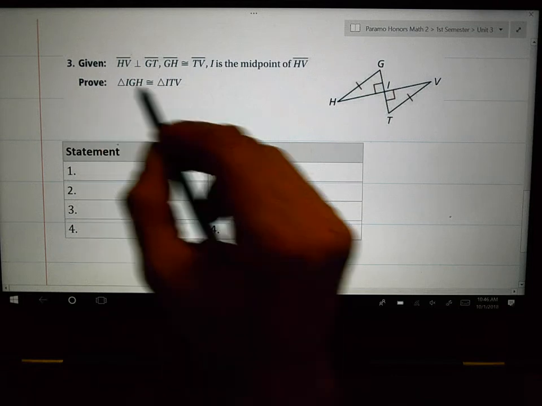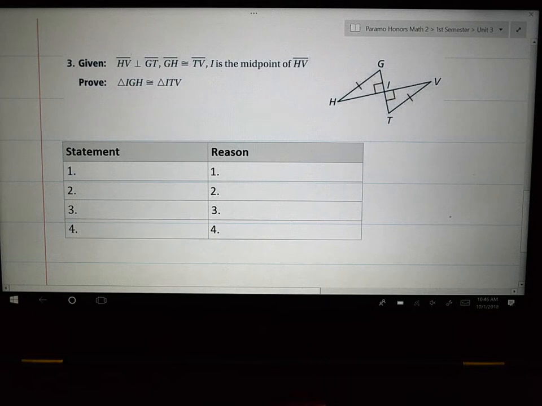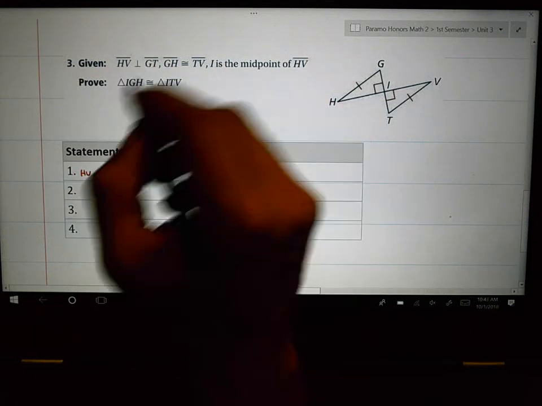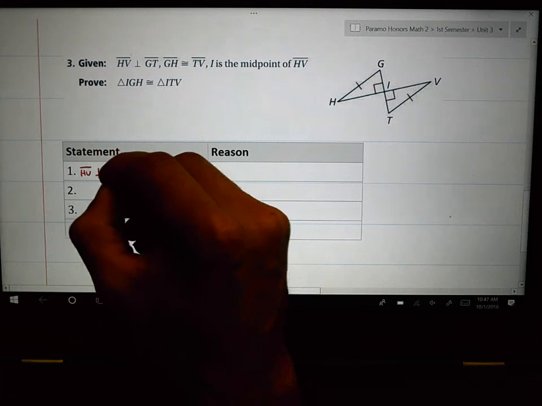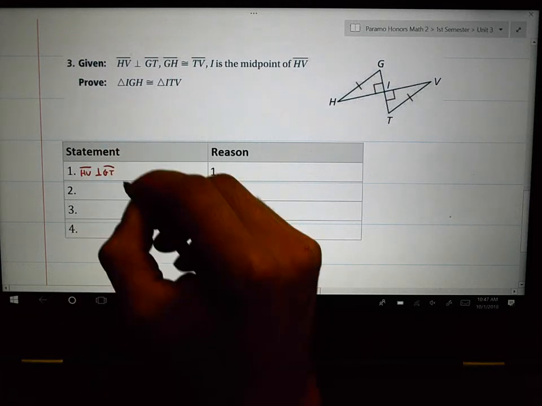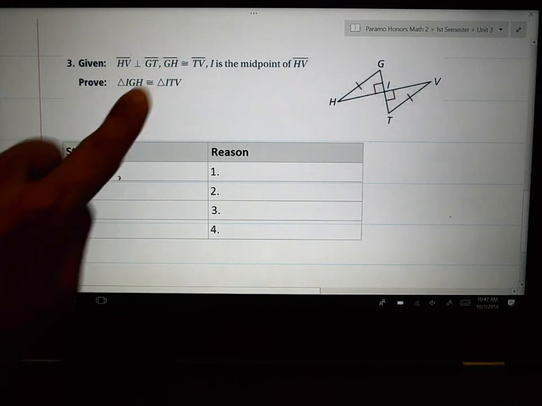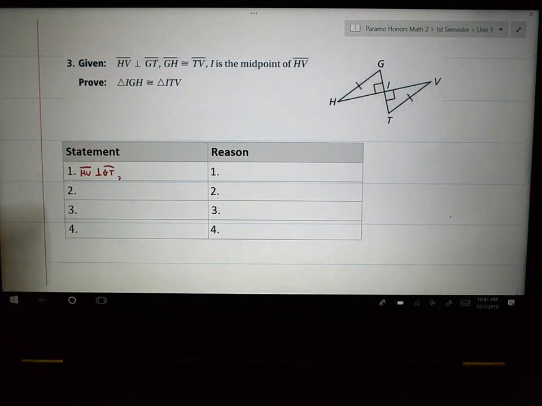And it has all this stuff for the given. We got to come up with the reason, and it doesn't even have how many spaces you're supposed to have. I have 4 up here because it's going to be 4 statements and 4 reasons. The first statement, by now we should know, we just take whatever's given and we can write it out. If you are particular, you could have this as your first statement and this as your second and this as your third, but if you do that, you're going to need 7 lines. I'm not going to do 7 lines.